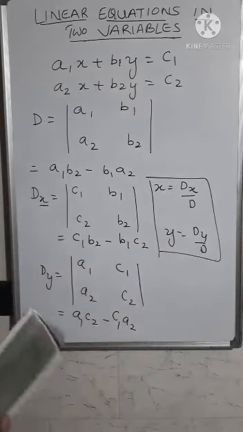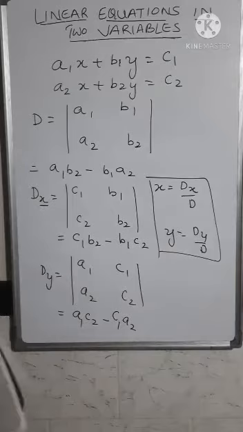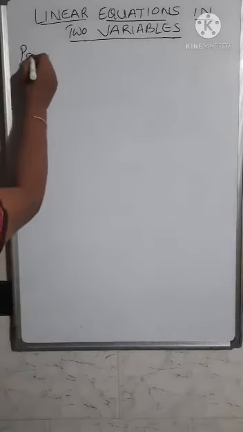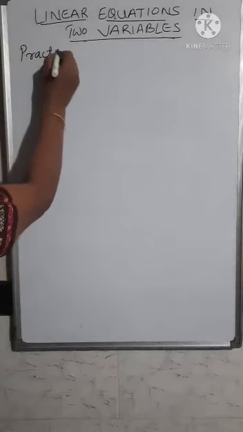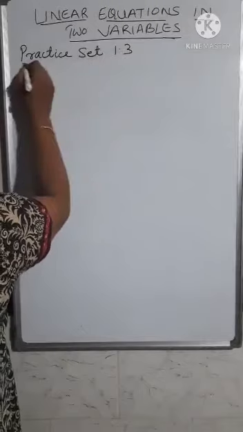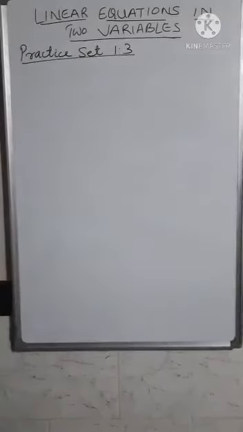So we'll take a few problems and see how to find out first the value of the determinant. Then we'll see how to solve the linear equation by using the Cramer's rule. So practice set 1.3. In that you have to find the values of the following. If a few determinants are given, you need to find out the value of the determinant.